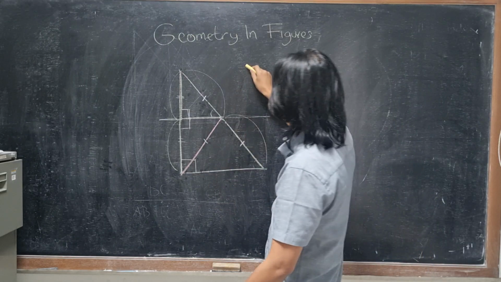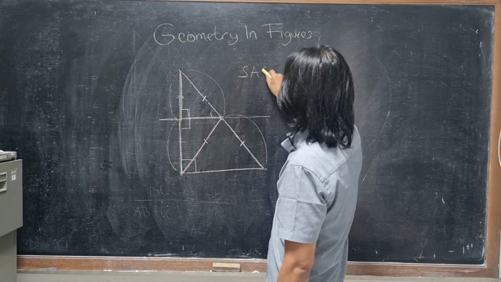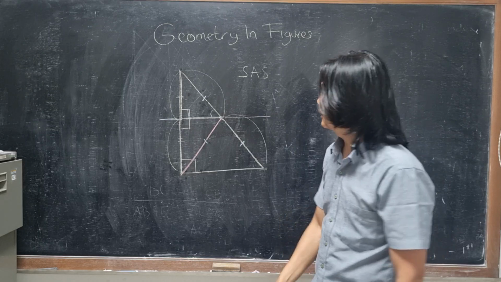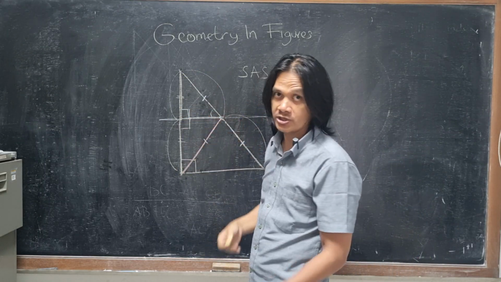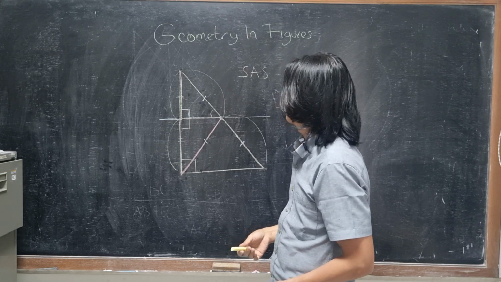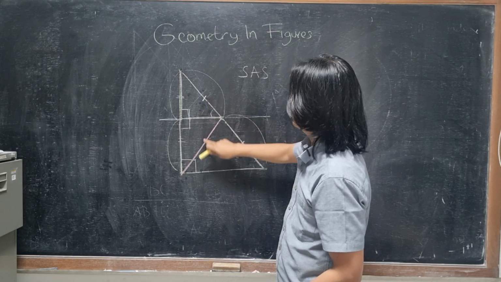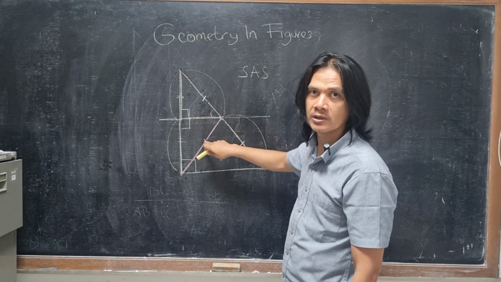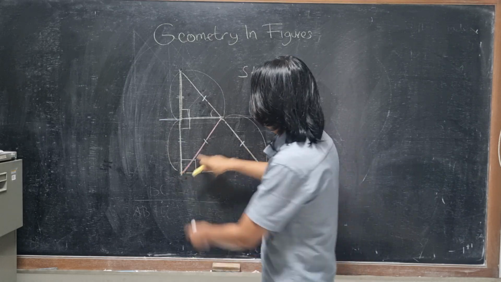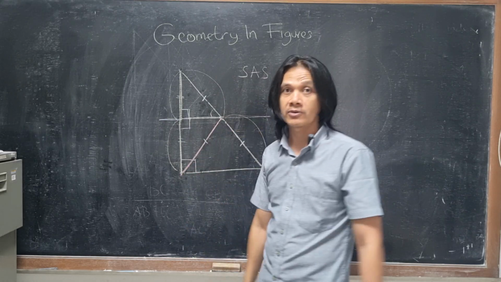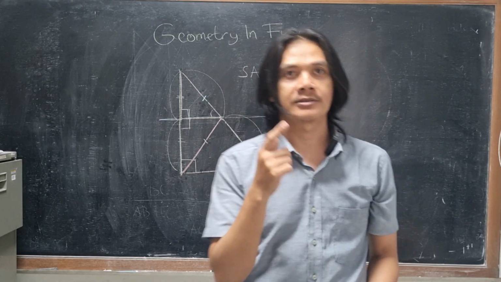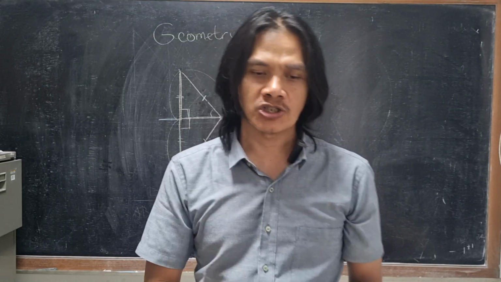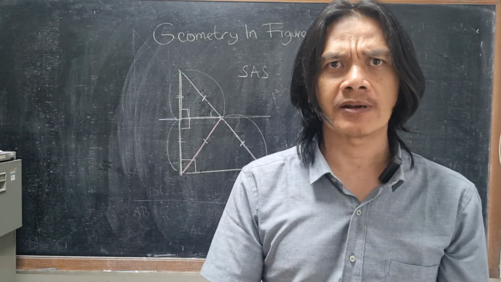Hence, by the side-angle-side criterion, these two triangles must be congruent to each other. So in particular, the two hypotenuses must be of equal length. Therefore, this one is of equal length to that one. And we are done.